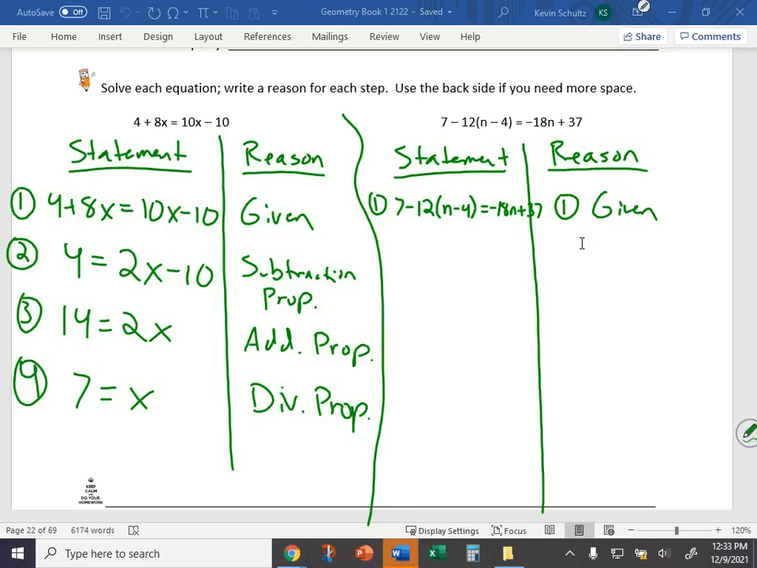And where do you want to go next? Where's your heart calling you here? Michael? I want to distribute. You want to distribute. Let's do it. So that'll give us 7 minus 12n plus 48. I lied. It's not the longest equation yet. Plus 48, actually. Negative 12 times a negative 4. Okay. Plus 48. And the reason why we can do that is because of the distributive property.